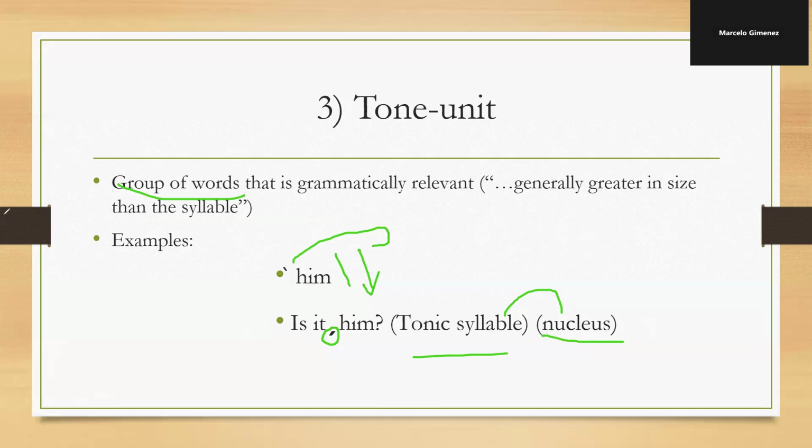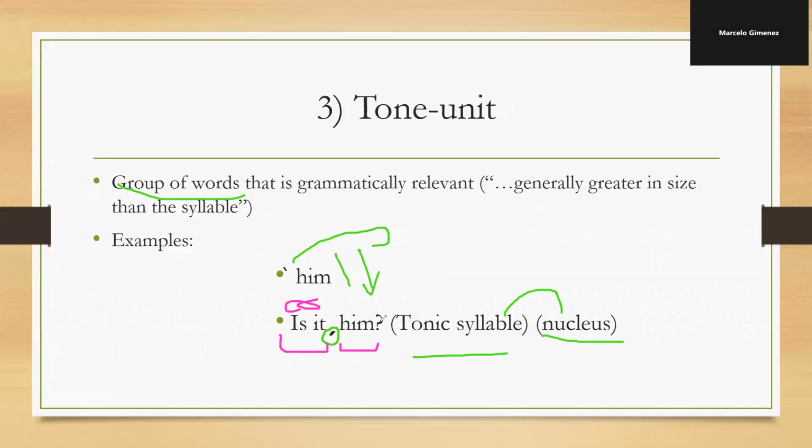But in this example, there's something else, because I said that each tone unit is made up of different elements. But shouldn't this be another element? I mean, all the syllables before the nucleus? Yes, but we are going to see that in a minute. So for the time being, we have a tonic syllable, and something else over here. Is it him? Is it him?